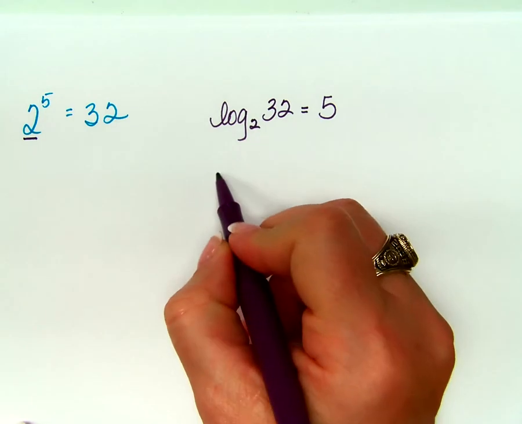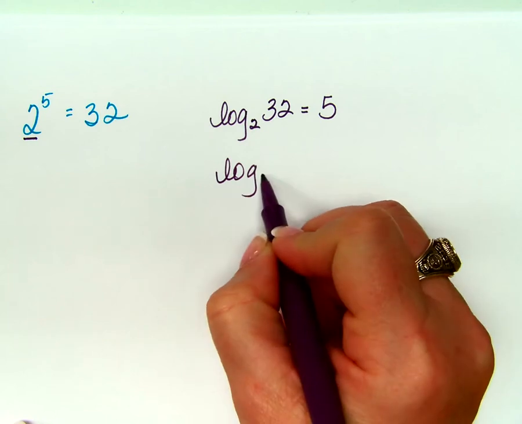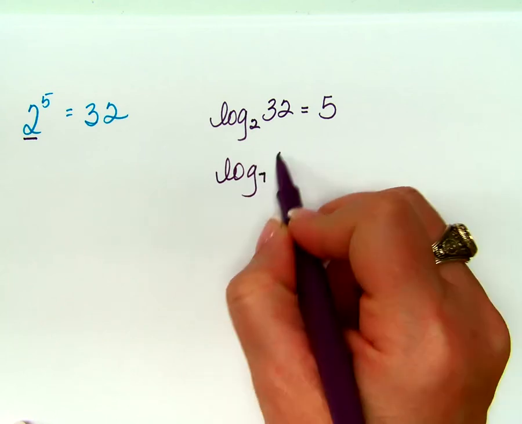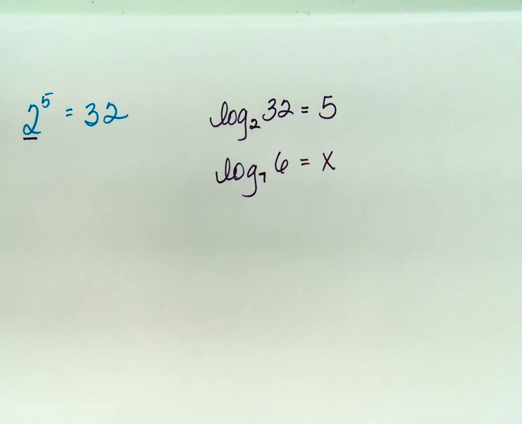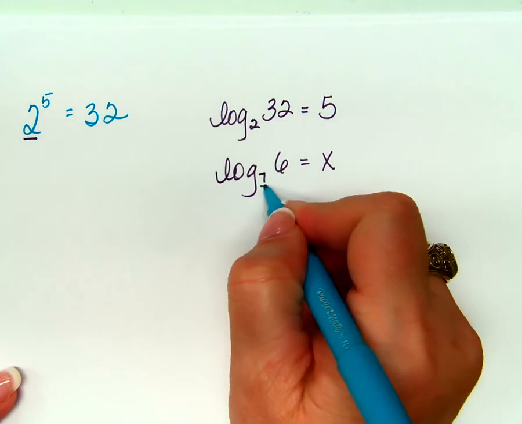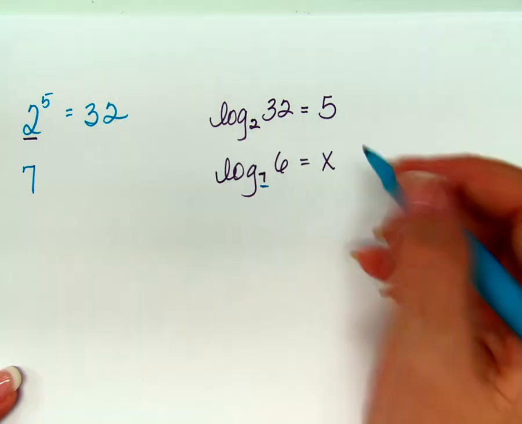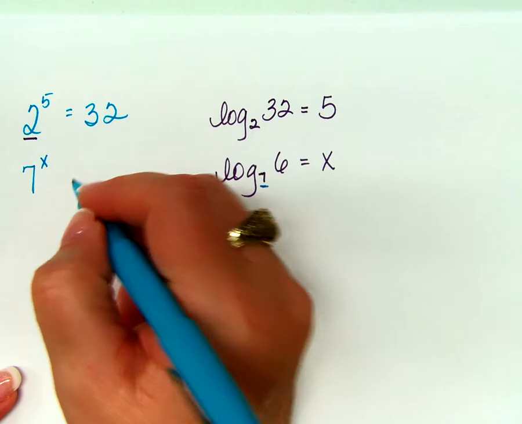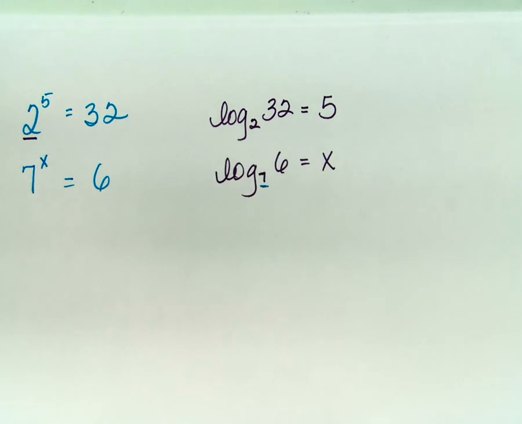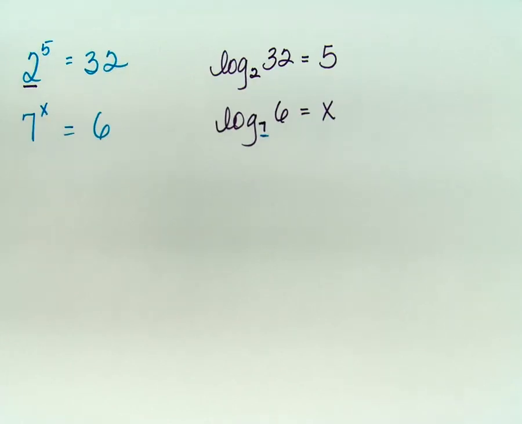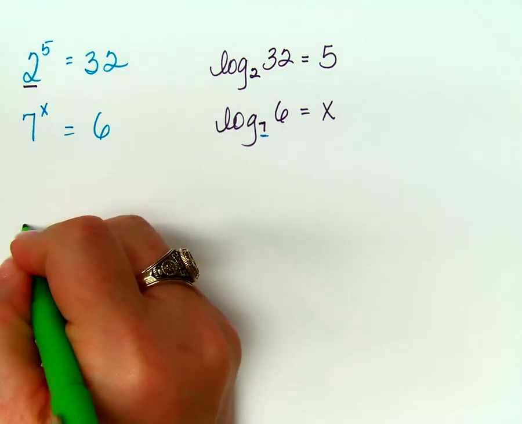Okay, so can you go back the other way? If I say log base 7 of 6 equals x, can we do that? Okay, what do I write? Why do I write 7 first? So 7 is the base of the log, so it's also the base of the exponent. To the x power equals 6. Okay? We got that? We're comfortable with that. All right, then let's go through a couple problems just to make sure, just so that we're positive.